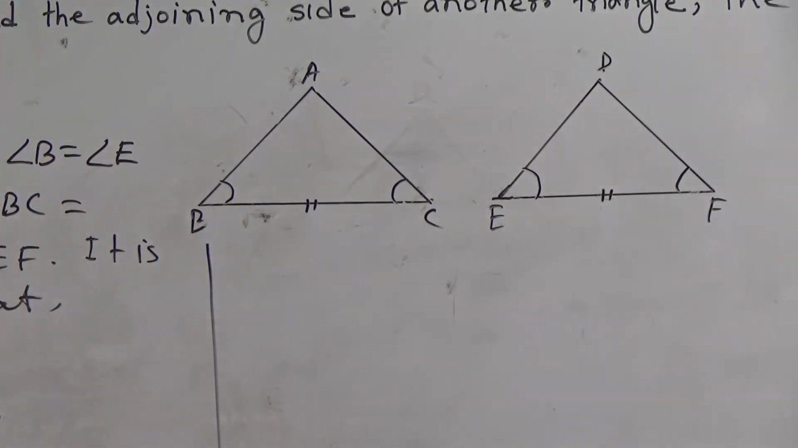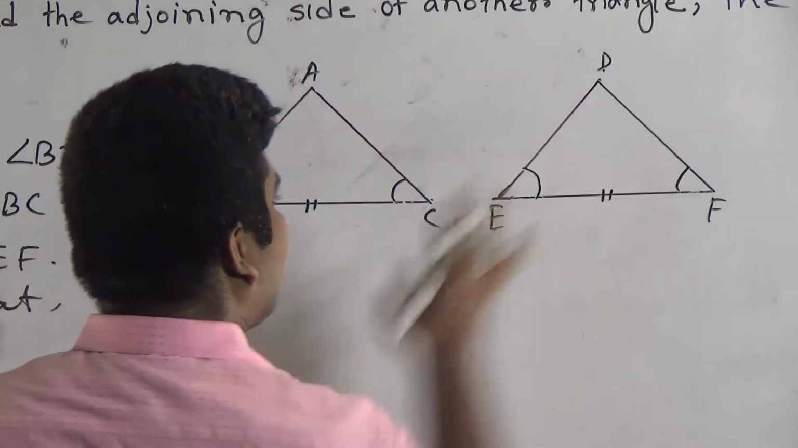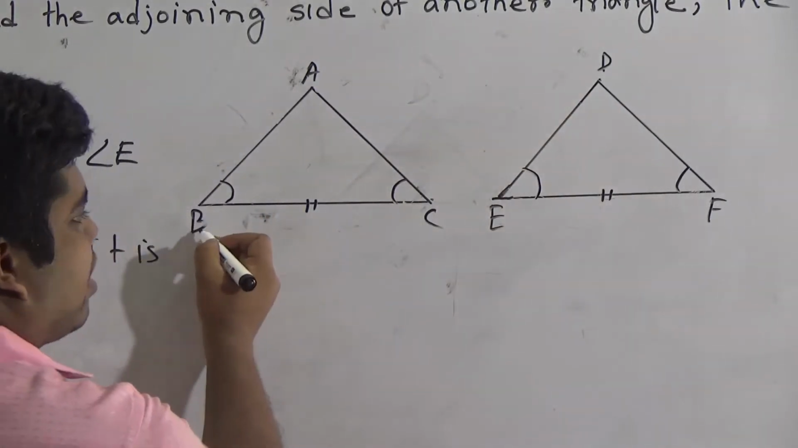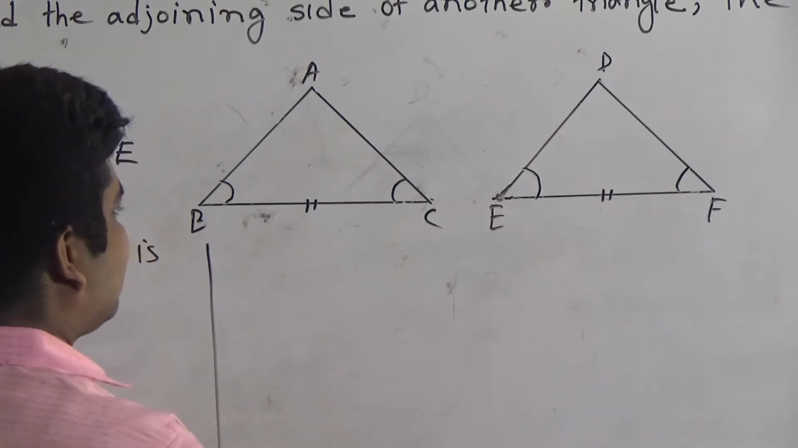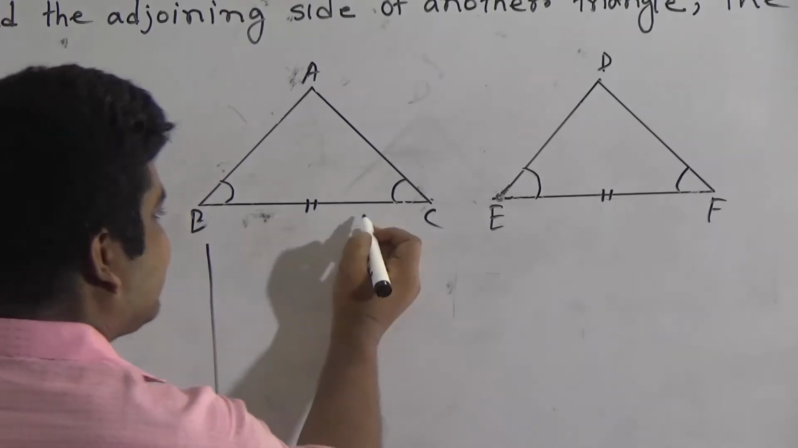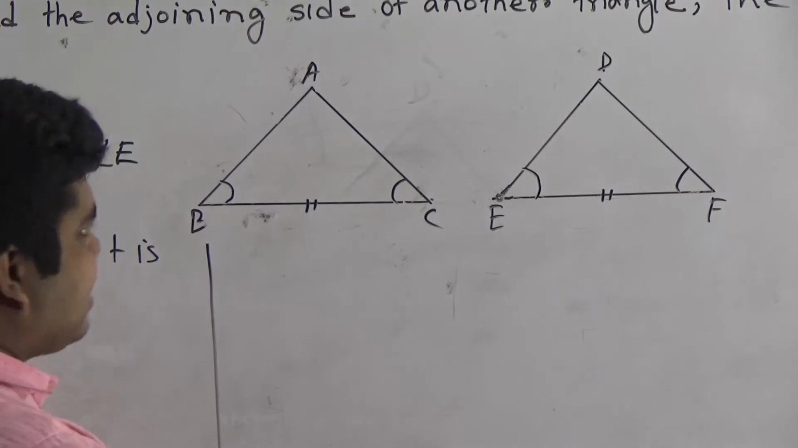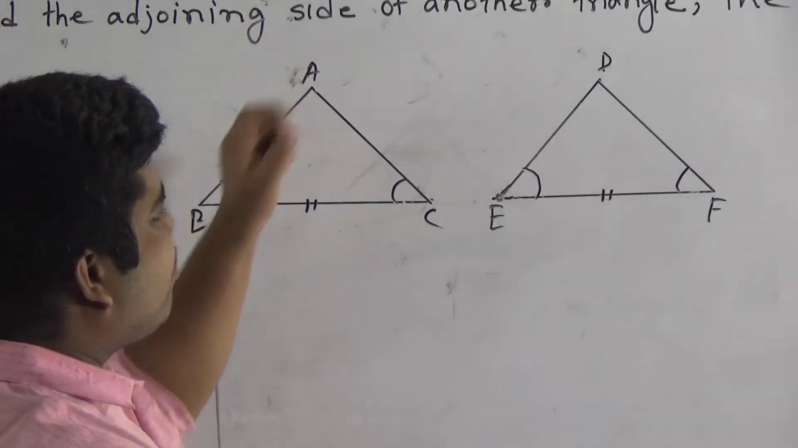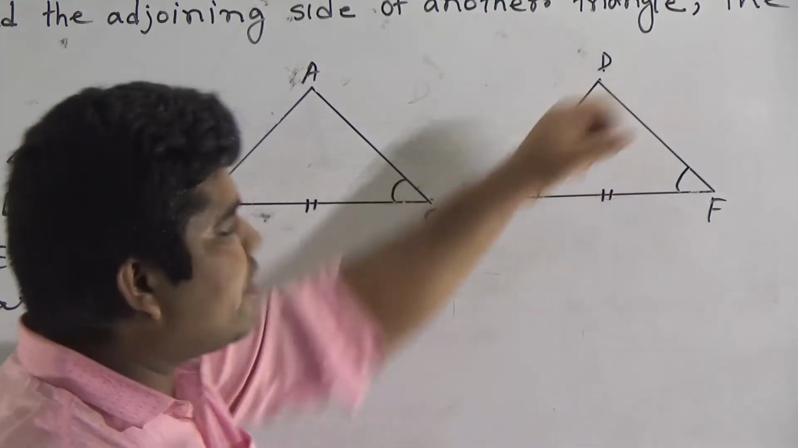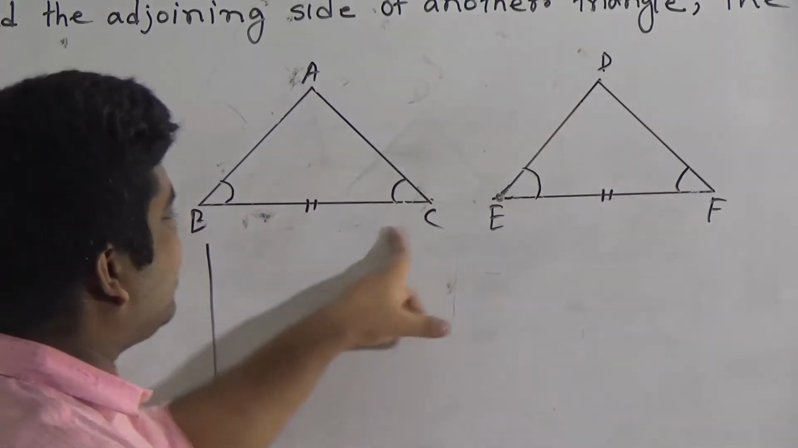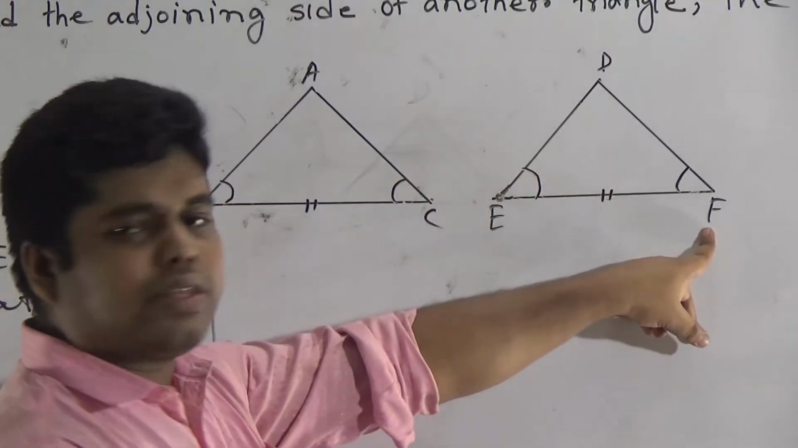My dear students, please notice, if we place triangle ABC on triangle DEF, then the point B must fall on the point E, and the side BC falls along the side EF, and the point A falls on the same side of EF as D. Again, if BC equals EF, then the point C must coincide with F.